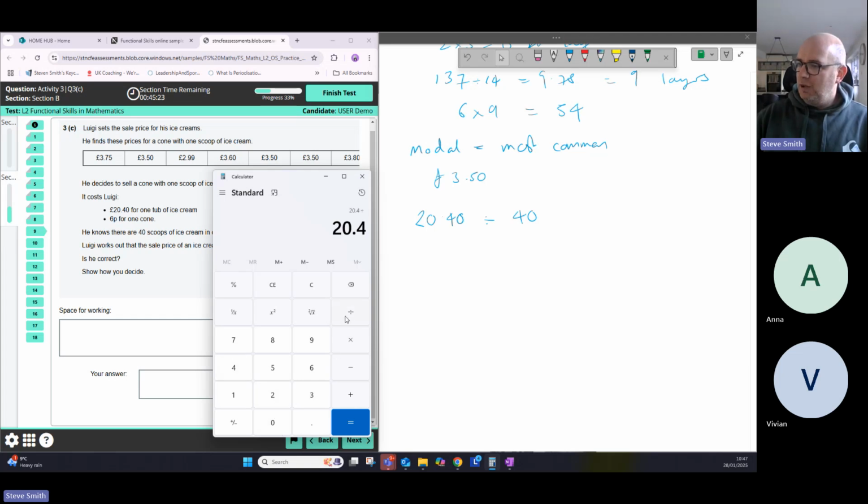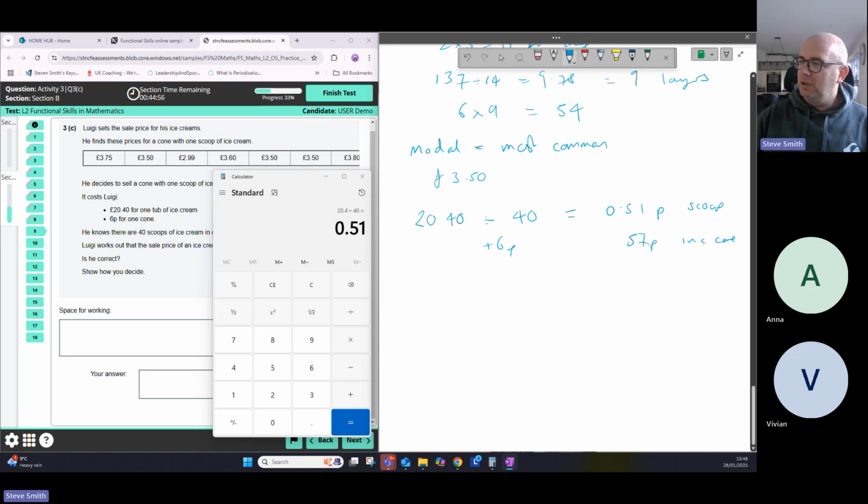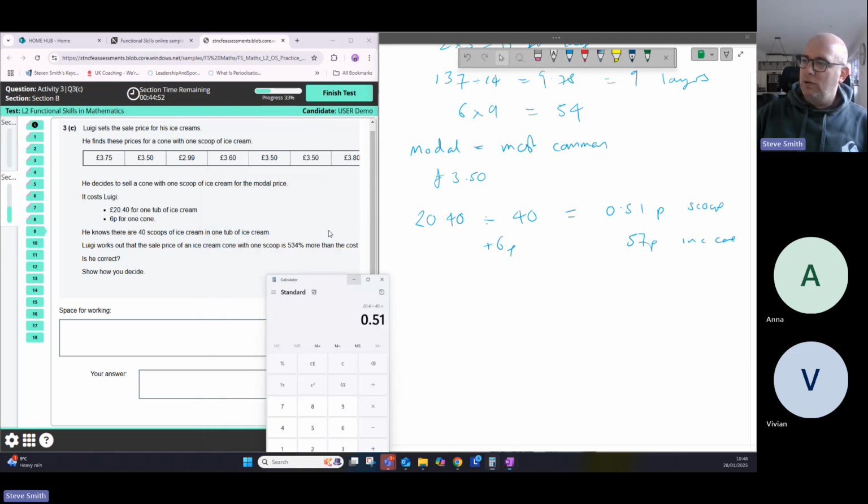20.40 divided by 40. No, that's okay. 0.51. I'm thinking, is it going to be some really long, crazy number? But it's not. 0.51. So 51p for a scoop. Okay. Then we've got a wafer cone. A wafer cone is 6p. Add 6p for the cone equals 57p per cone. Okay, so we can now figure out what it's asking us. We've worked out the cost per ice cream.